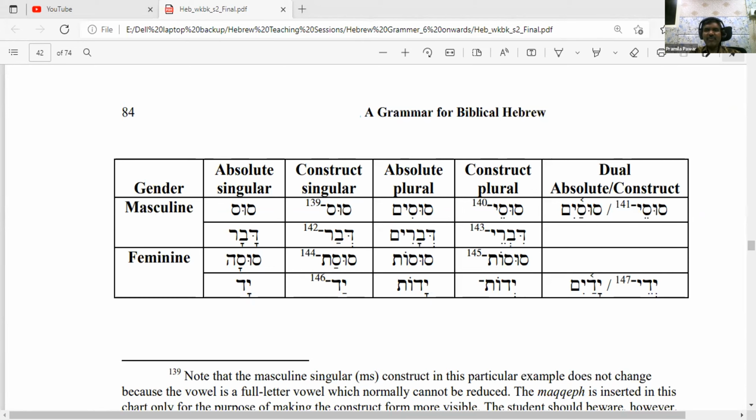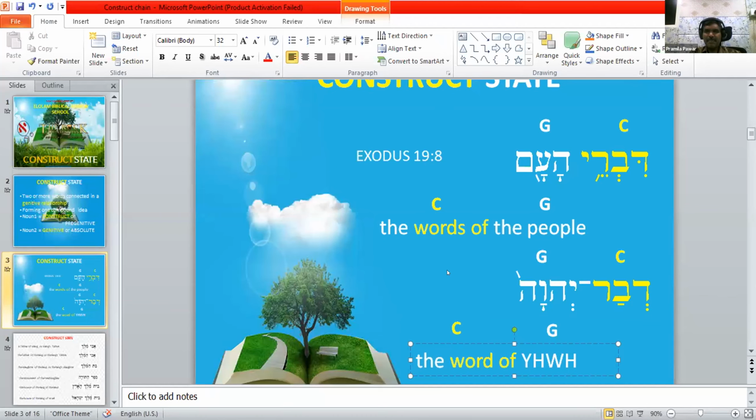Now, in the previous example, I had told you about Divre Ha'am. Anyone remembers? Divre Ha'am. Okay, can you see this? Divre Ha'am. Actually, this is the word Devarim. Got it? Can anyone explain why it turned to Divre? It's not a full letter vowel.